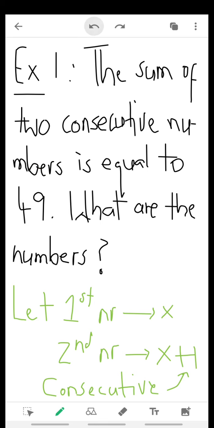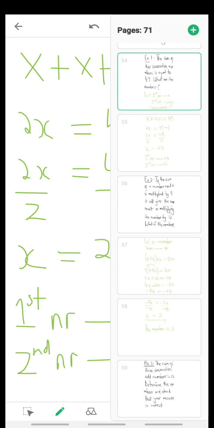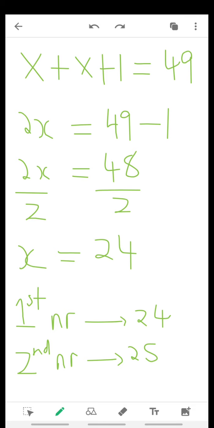Now I'm talking about the sum. What are the numbers? They want to know the first number and the second number that are consecutive. I think I've already answered that. It's going to be the first number plus, meaning sum, the second number, where we said their sum equals 49. Now x plus x is 2x, but remember the plus 1, we take it to the other side, it will be a minus 1, therefore we'll get 48. But 2x, I can divide by 2.